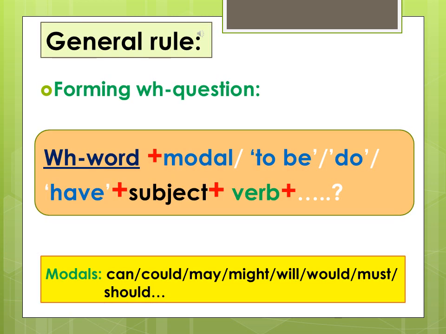Well, first let's see this general rule. Forming WH questions, we always start with a WH word plus a modal. Modals can, may, could, shall, should, will, etc. Or the auxiliary to be: am, is, are, were, or was in the past, or do, did, or have. Those are helping verbs, plus subject, plus verb, and we complete the question. Modals are can, could, may, might, will, would, must, should, etc.